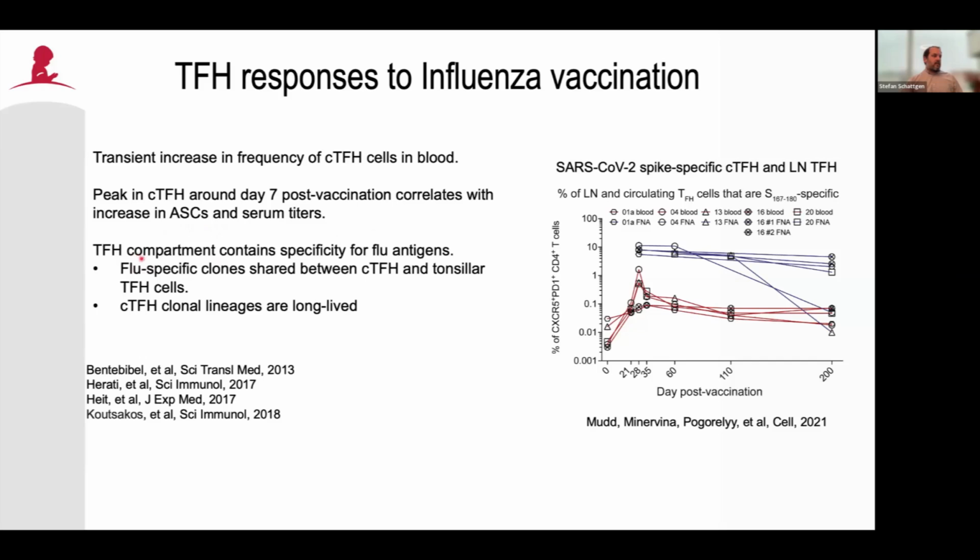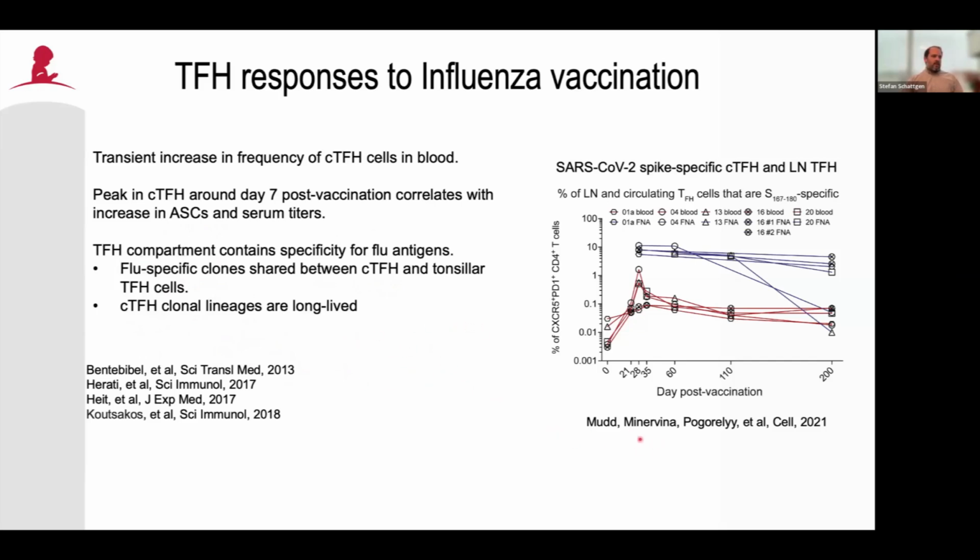We know that the TFH compartment certainly contains specificity for flu antigens. Flu-specific clones have been identified and also have been noted to be shared between the cTFH compartment and tonsillar TFH cells. And we also know that the cTFH clonal lineages are quite long-lived. So we know that there's memory for these antigens that are still in circulation for quite some time.